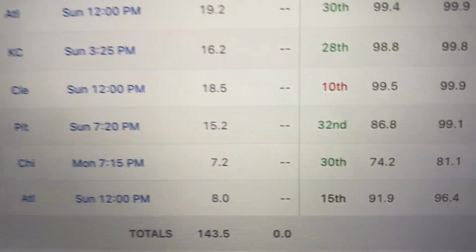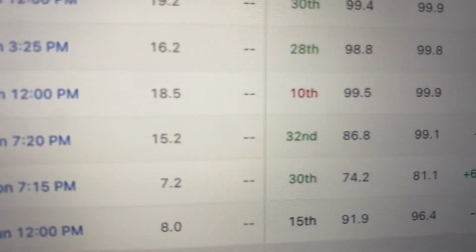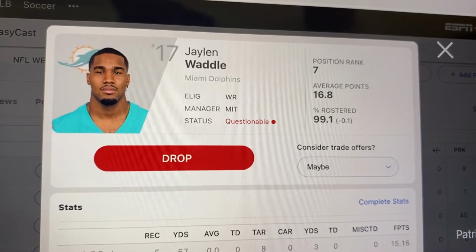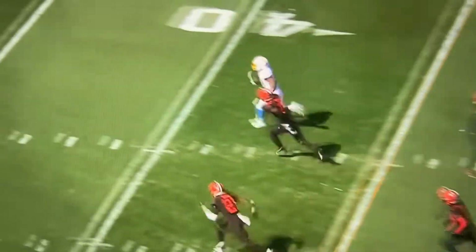For example, I decided to start Miami Dolphins wide receiver Jalen Waddle this week because he's going up against the Pittsburgh Steelers' 32nd ranked pass defense, which is the worst in the NFL. While success is never a guarantee in fantasy football, this metric will help you to decide who might have a strong week and who may not.